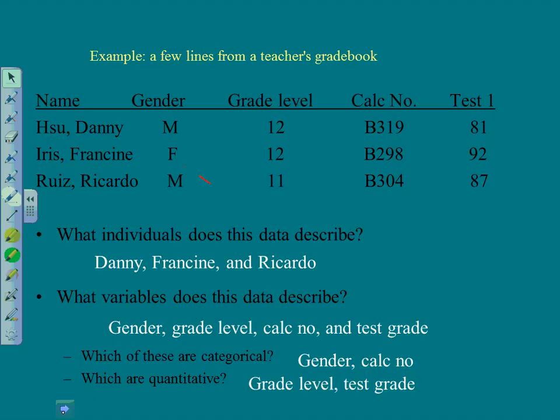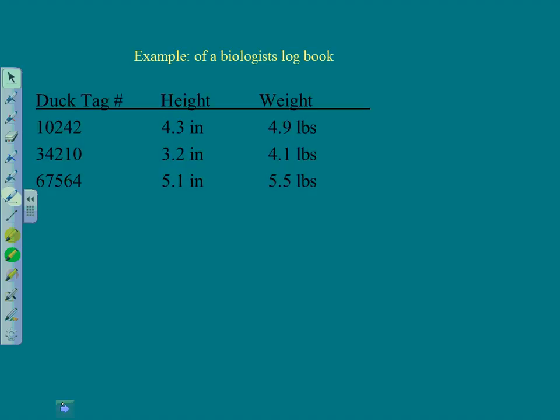Good. Next one. This is an example of a biologist logbook. I don't know why this background is green. It doesn't really work. We'll fix that in the future. We have a duck tag number. So it looks like a biologist went out into the field, captured some ducks that were tagged, then measured their height and their weight. Same question, what is the individuals?